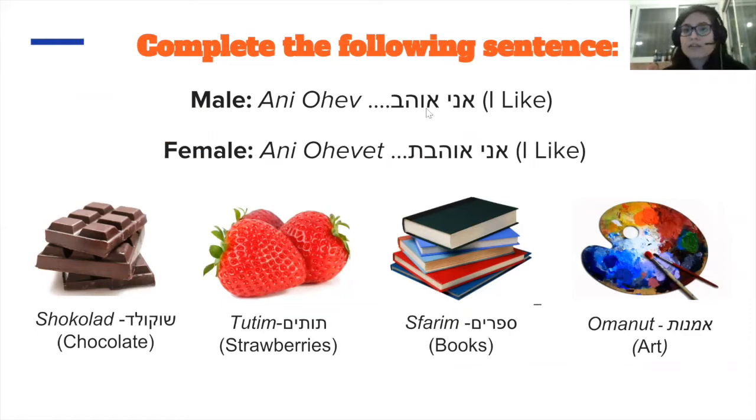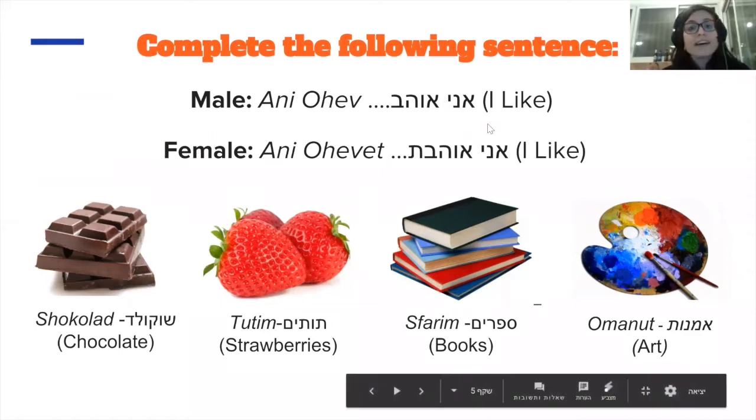And then if you want to say that you like, for example, books, you can say, so I'm a female, so I would say אני אוהבת ספרים. So that is, for example, just the way that you would say that you like something.